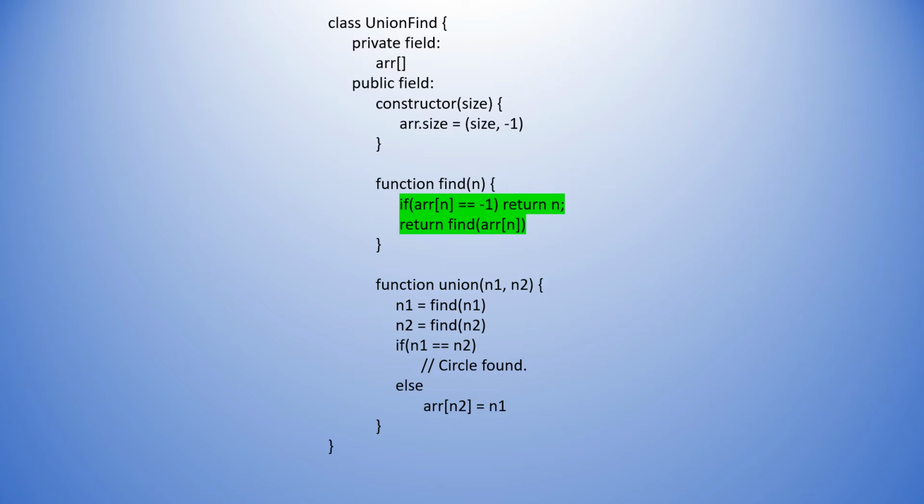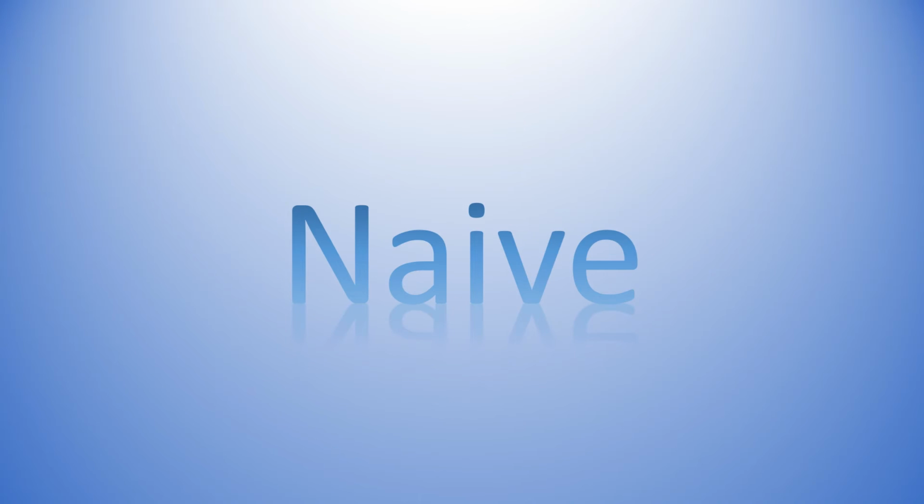In our find function, instead of using a while loop as in the last video, we can find in a recursive manner. If the current node is not a root node, we find its parent node. If it is a root node, we return the node. So far, we have discussed a naive approach to constructing the union find data structure. It is naive for reasons.